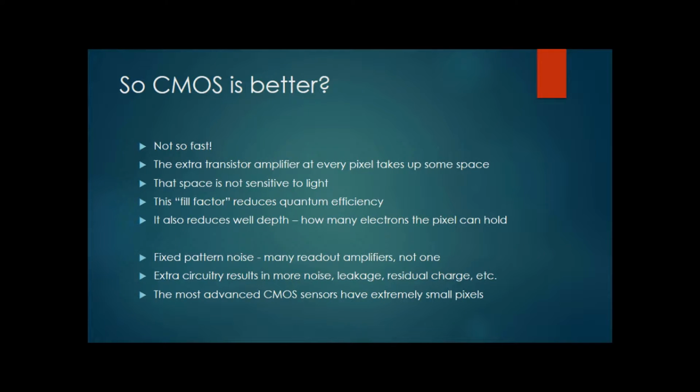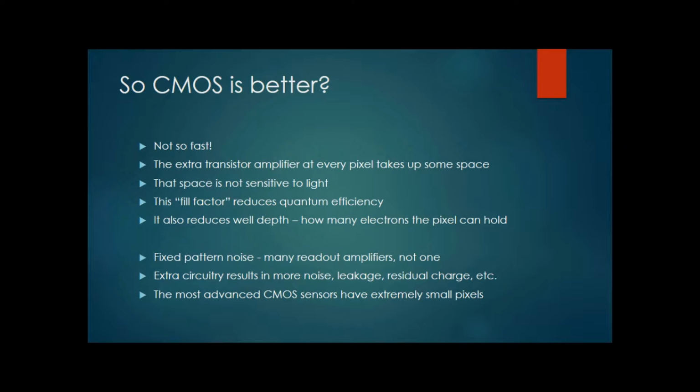Now, does that make it better? Not so fast. The difference is that because you have at least one transistor at every pixel, they take up some room. So right off the bat, you're losing sensitivity because your fill factor is worse. It may only be a quarter of the pixel that actually contains sensitive area. So right off the bat, you're throwing away 75% of the light.